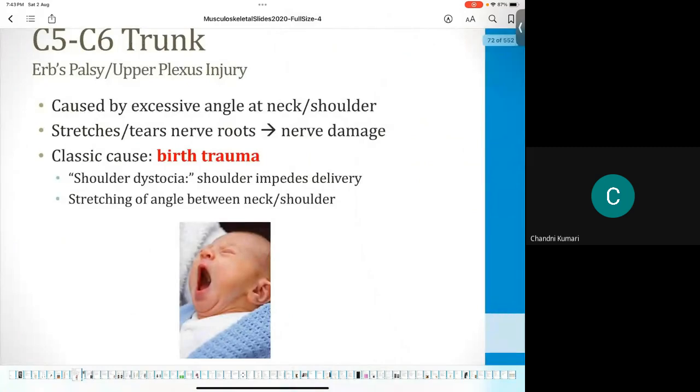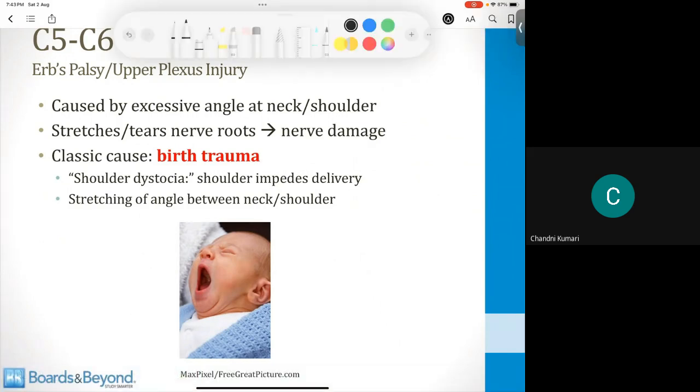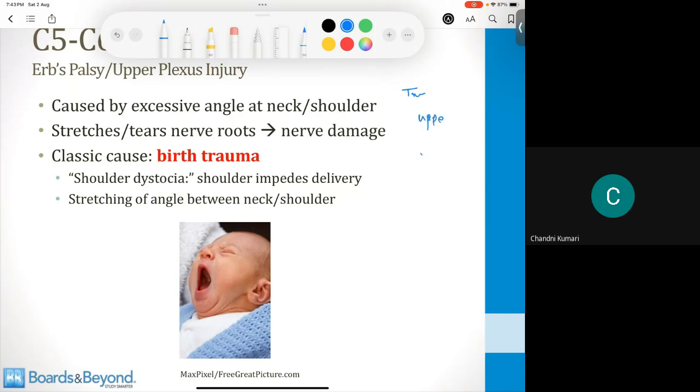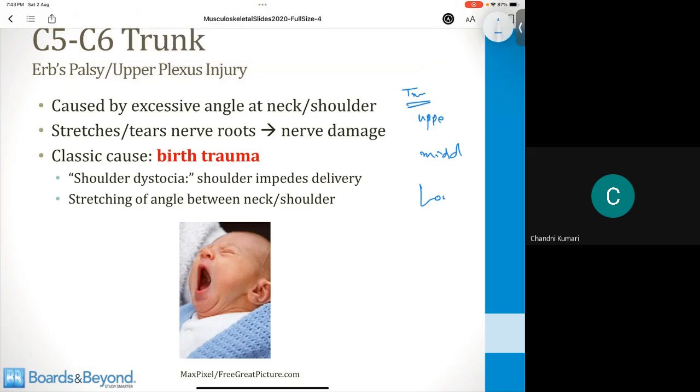Okay, let's discuss certain trunks. We have three trunks: the upper trunk, the middle trunk, and the lower trunk. Remember, the upper trunk is going to give rise to which nerves? What do you guys think?